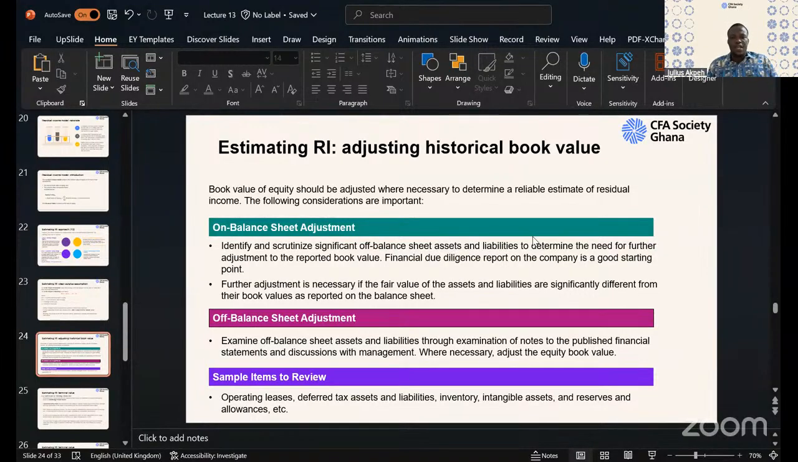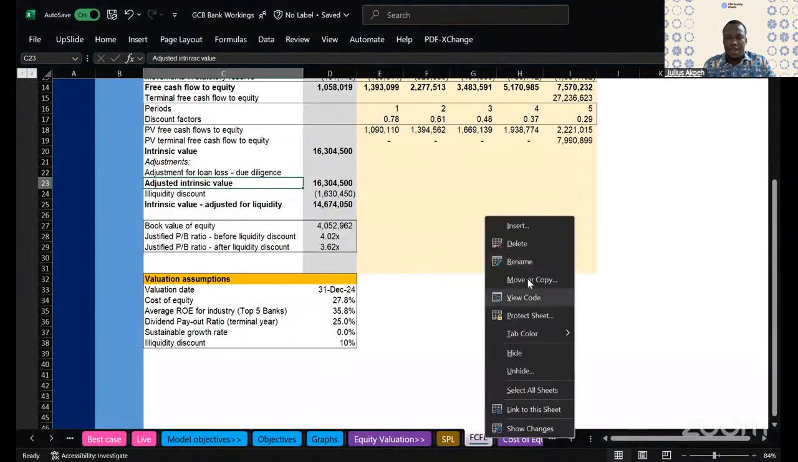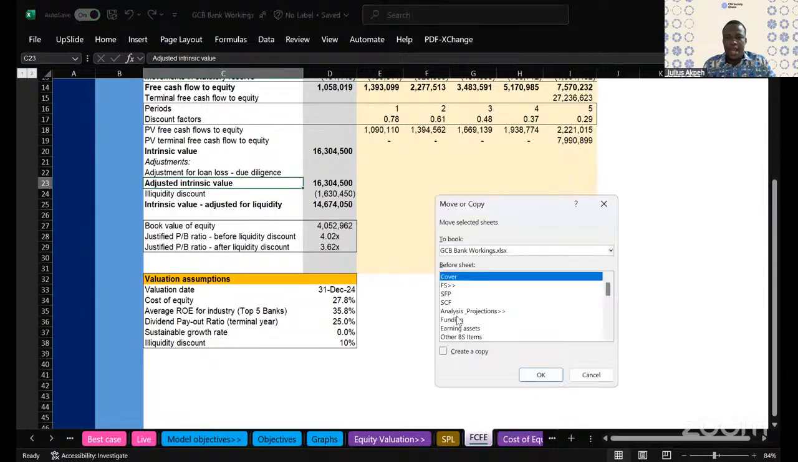All right, so residual income. I'm going to duplicate the FCFE worksheet again. So I have that of residual income. Let me put it here.